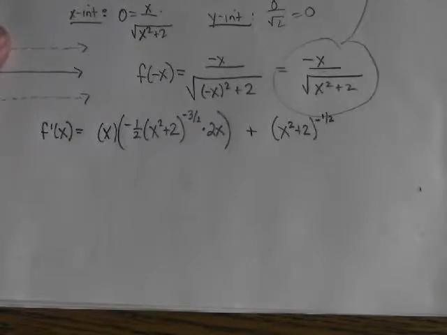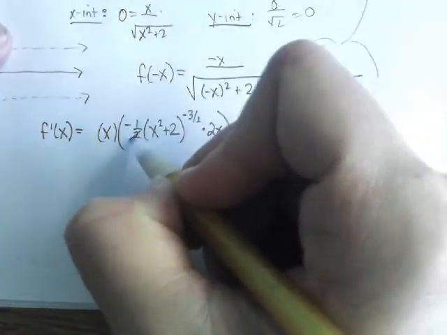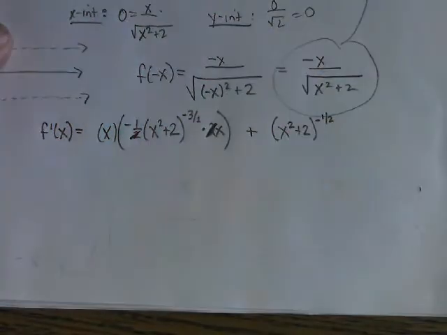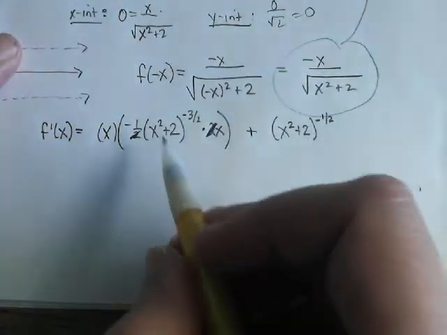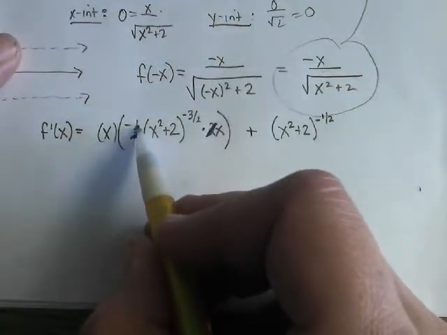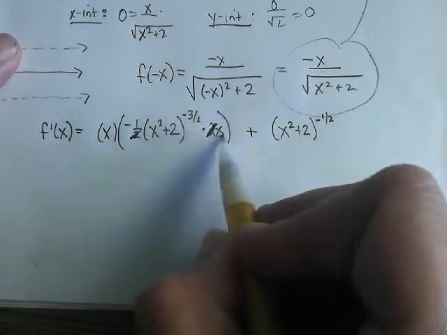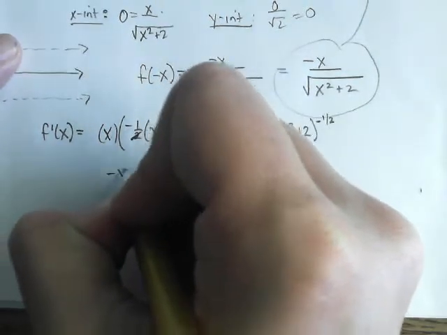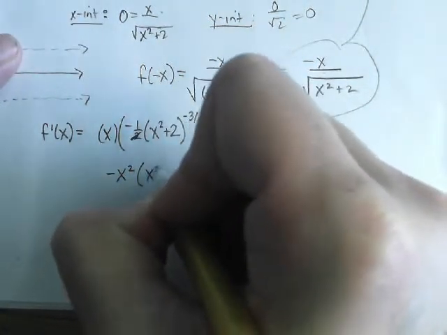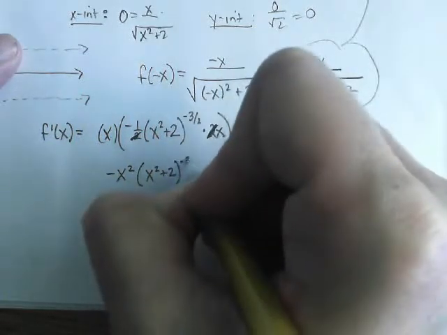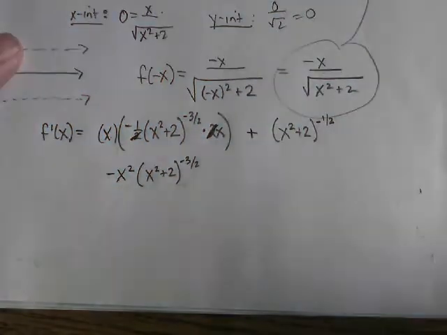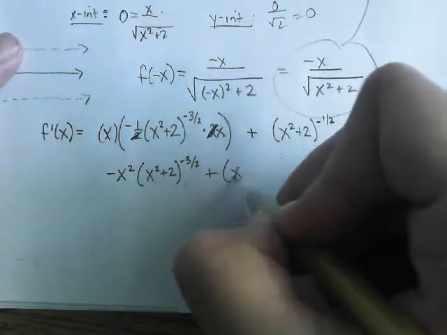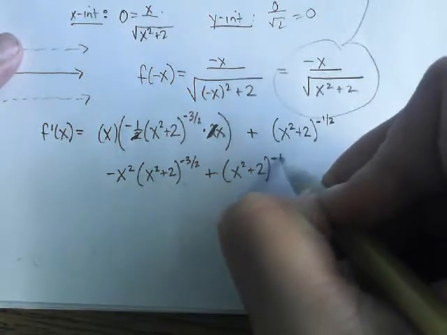Okay, so this 2 and this 2 are going to cancel, right? So that would be a negative 1 times an x times an x. So that's negative x squared. And then x squared plus 2 to the negative 3 halves, plus x squared plus 2 to the negative 1 half. Thoughts here?